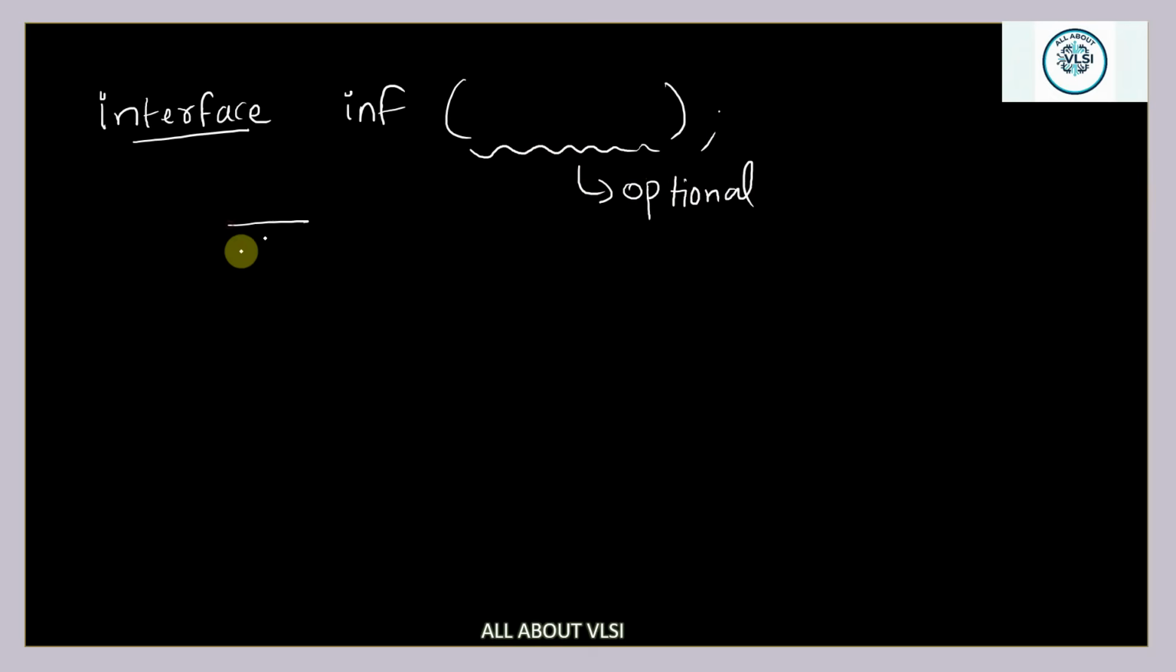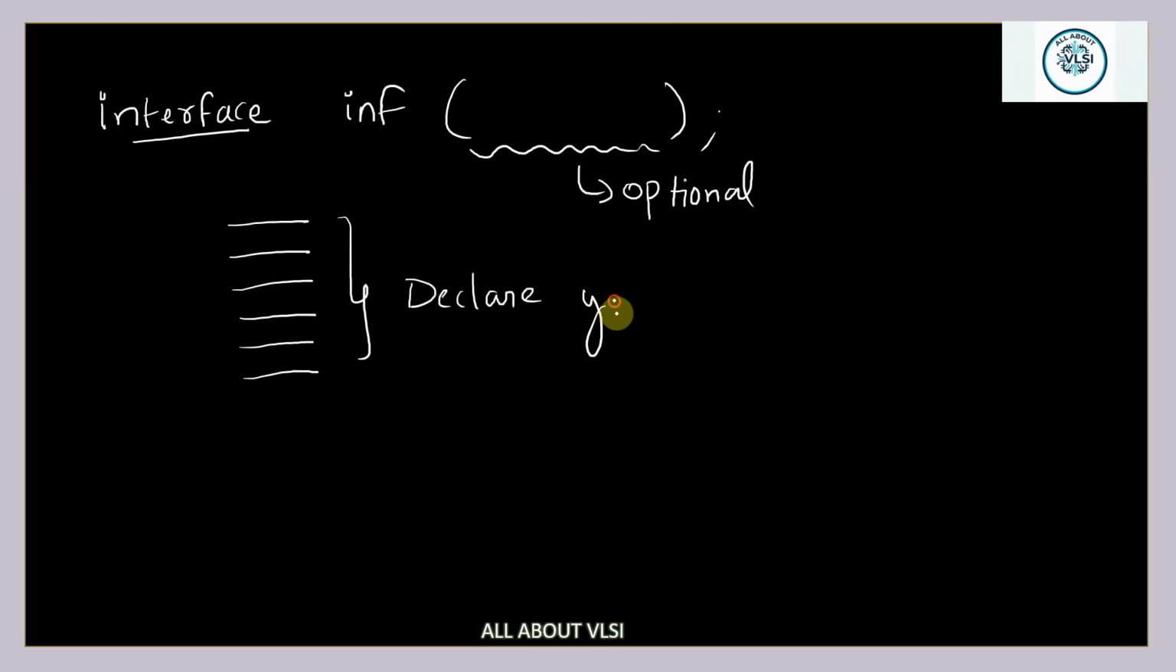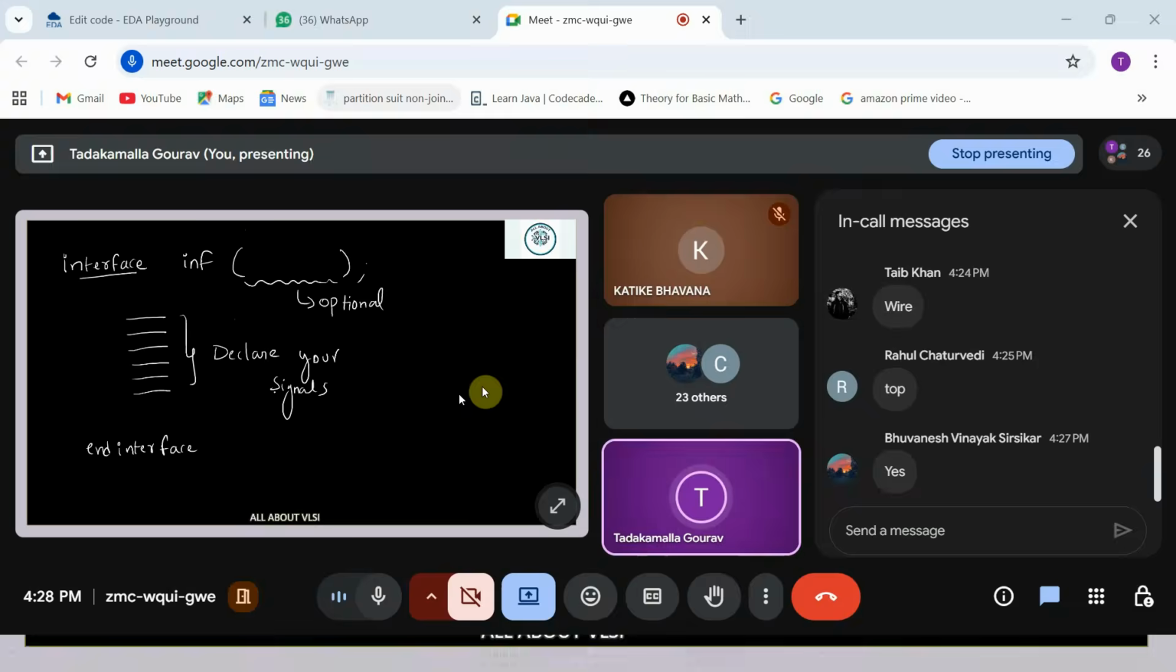And you need to declare whatever signals you want to use across your project. Those particular signals you need to declare over here. Okay, so you need to declare all your signals over here. That's it. This is how you can use your interface, followed by endinterface. And interface is written outside your module.